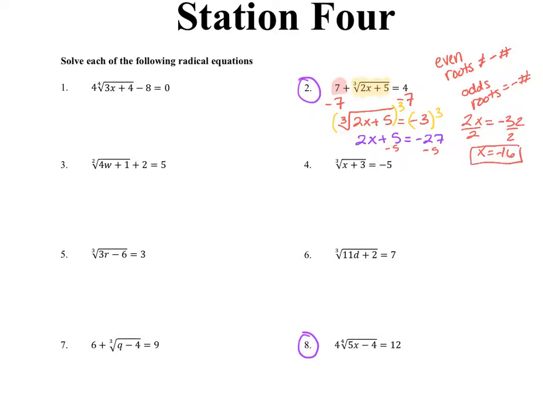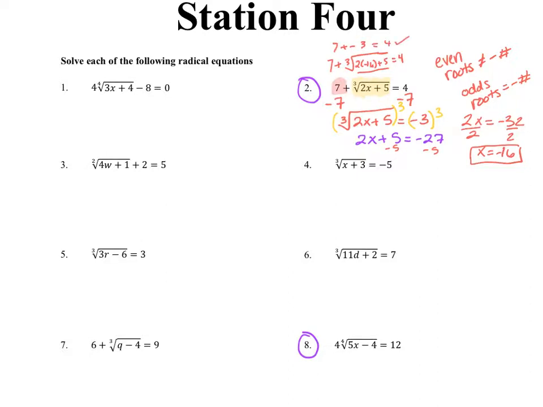Now we want to make sure to substitute this back in and check it. So 7 plus the cubed root of 2 times negative 16 plus 5 should equal 4. Well, this would be negative 32 plus 5, so negative 27, and the cubed root of negative 27 would be negative 3, so it would be 7 plus negative 3, which would equal 4. So it does work.